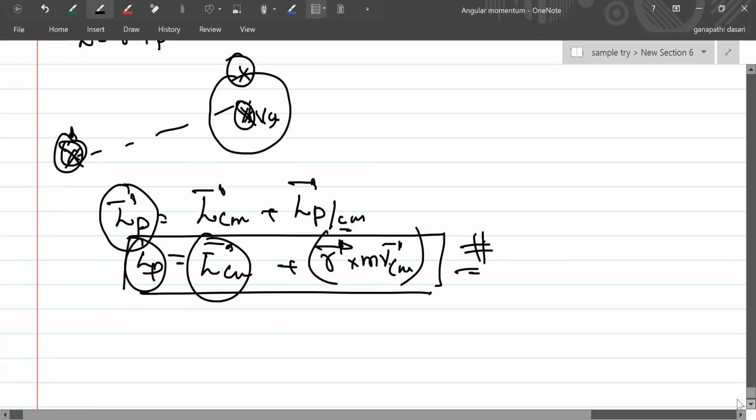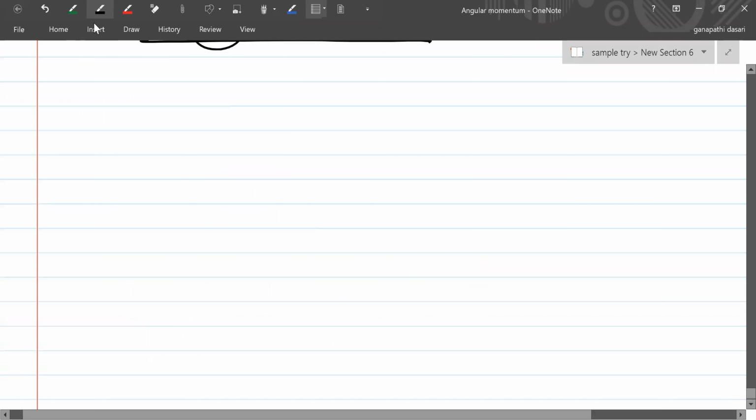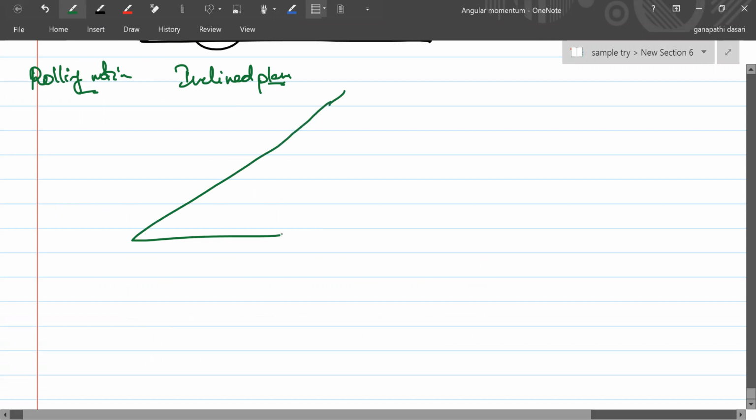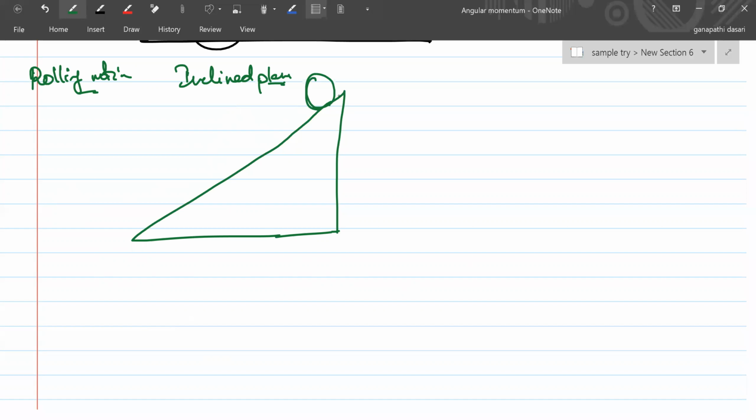Now the more important part: rolling motion on an inclined plane. How to solve this inclined plane? Questions will be asked like this. Now pure rolling is happening. A solid cylinder, a hollow cylinder, a solid sphere, a hollow sphere, anything can be given.